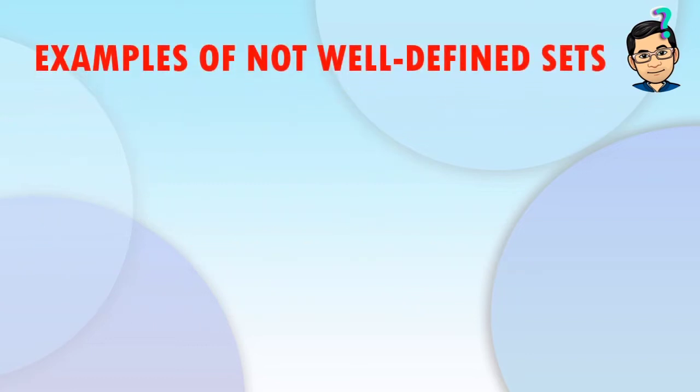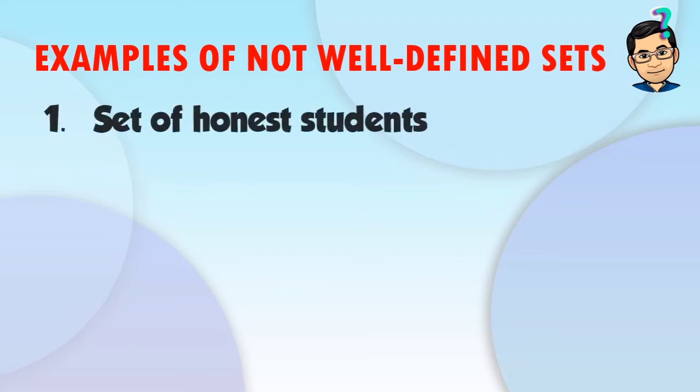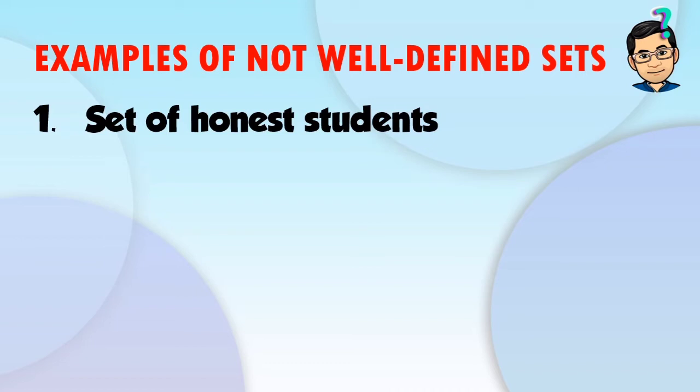So, let's have examples of not well-defined sets. So, ito yung kabaliktaran ng well-defined. So, para mas maintindihan nyo siya, let's have the examples. Number 1, set of honest students. So, halimbawa, ikaw, honest student ka kay teacher, pero sa ibang teacher, hindi ka nila kina-considered as honest. So, kapag well-defined kasi siya, tinatanggap siya ng marami, karamihan.